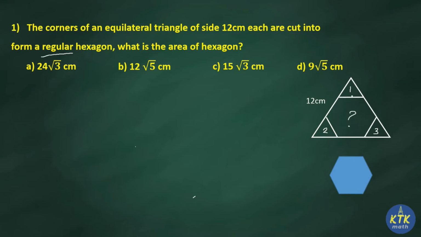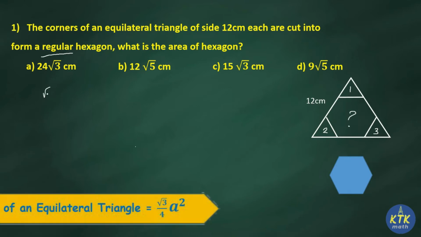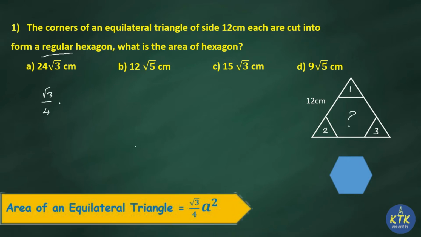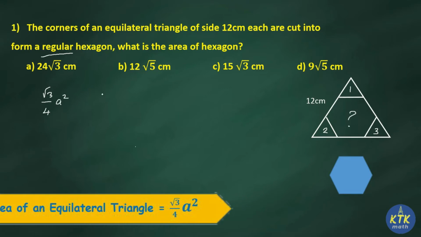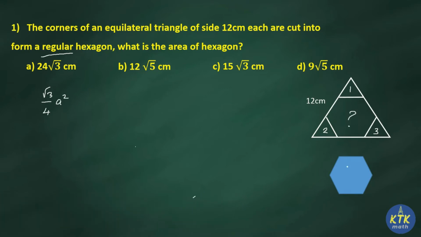Okay, so what is the formula for area of an equilateral triangle? Root 3 by 4 a square. So to find the area of this hexagon, I need to subtract these 3 triangles from the bigger triangle. What is the side of the small triangles now? Look at the diagram. This total length is 12, so it is divided into 3 parts. 1 part, 2 parts and 3 parts. So this will be what? I'll write it here: 4, 4, 4.